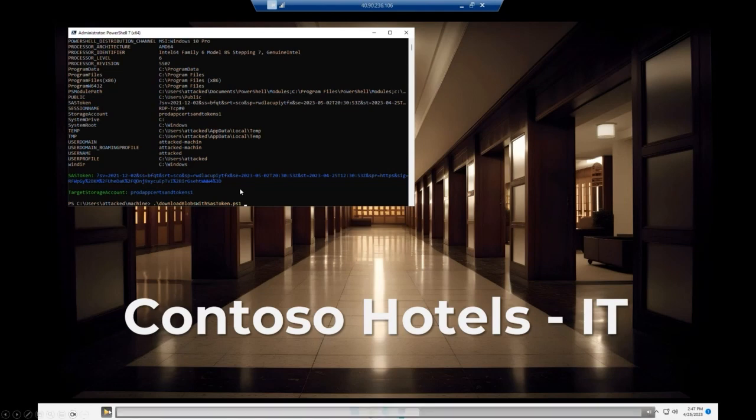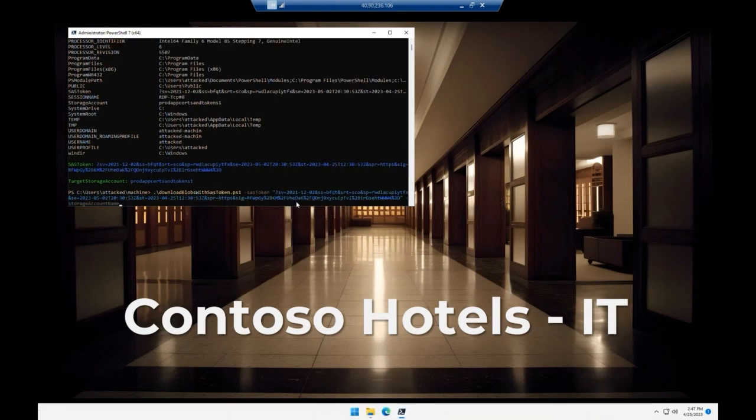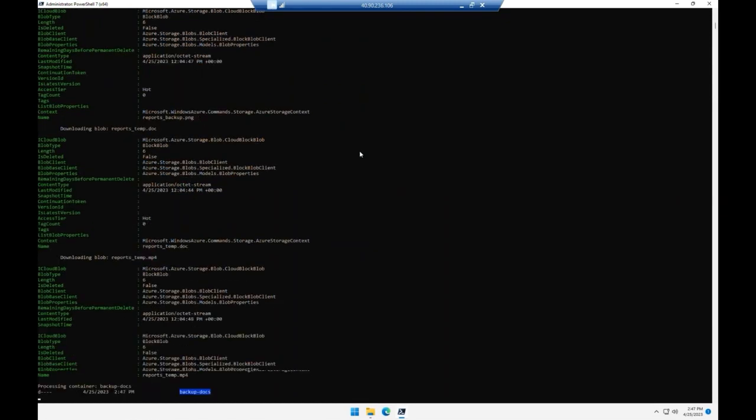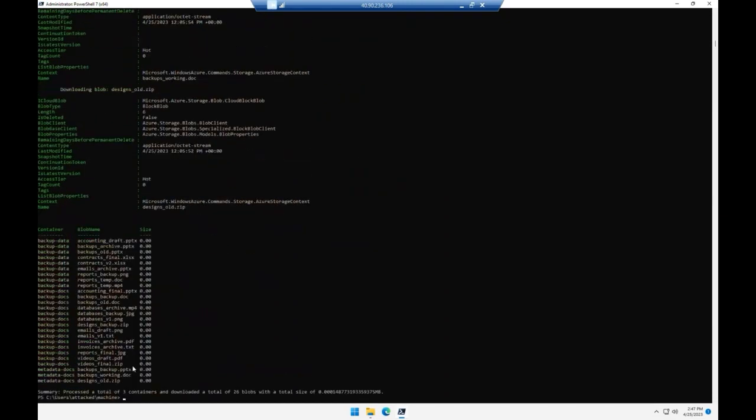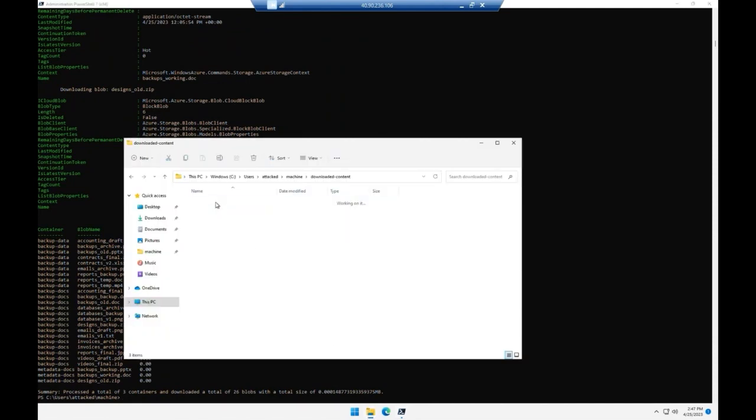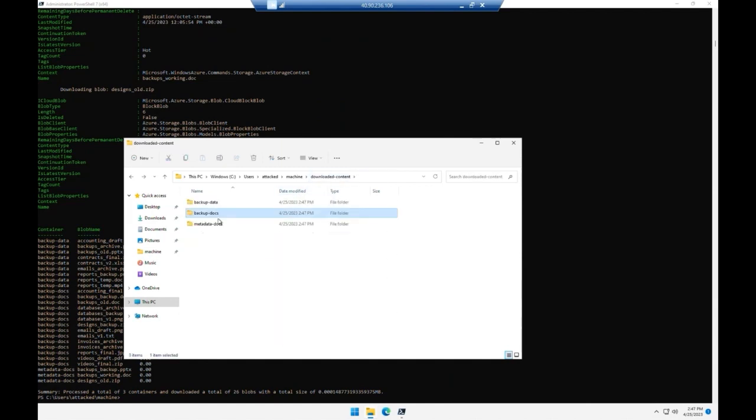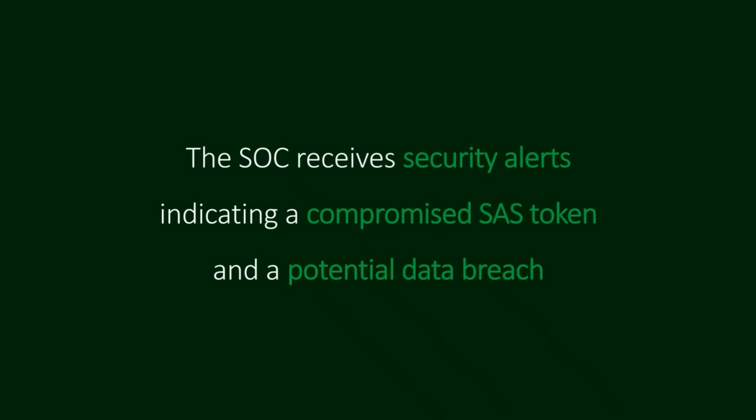Now we're going to see that the attacker is going to use another simple script, using the SAS token that they found to download all the data to one of the folders. You can see here that 26 blobs were downloaded from three different containers. You can see here all the data. It's very clear. And this action is very hard to detect because, again, no identities were involved, granting access to the data.